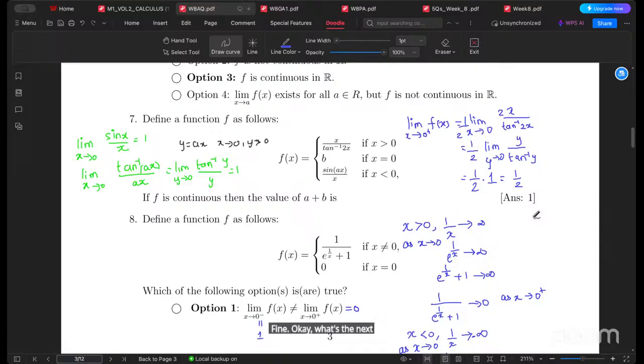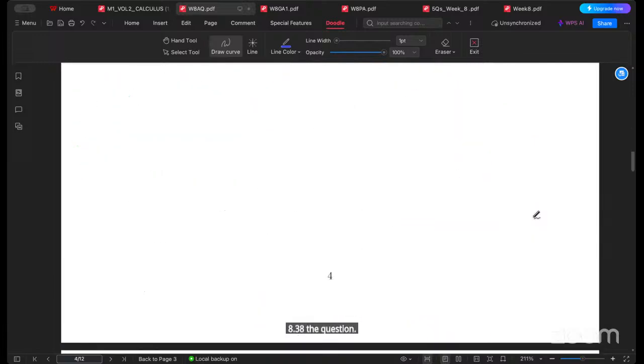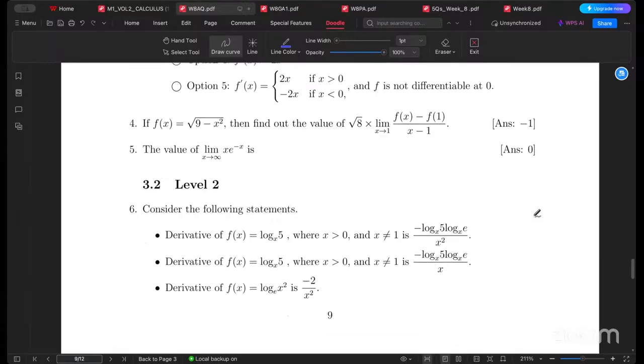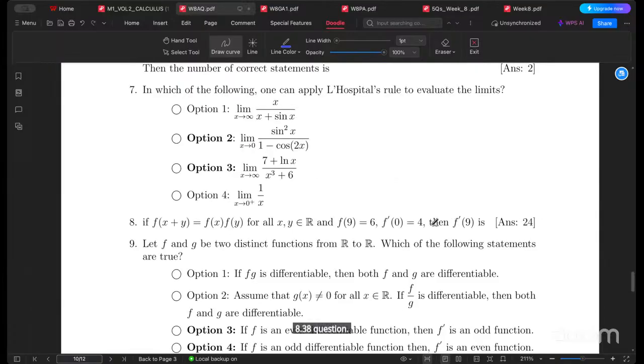What's the next question we are going to look at? Activity 8.3, 8th question. If f of x plus y is f of x into f of y. This is very similar to the very first problem we did today. Here we have f of x plus y equal to f of x into f of y. Let's see what kind of trick we can apply.